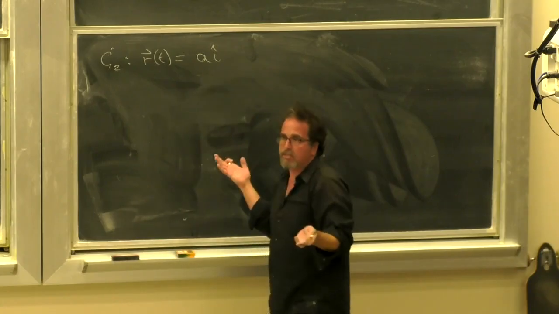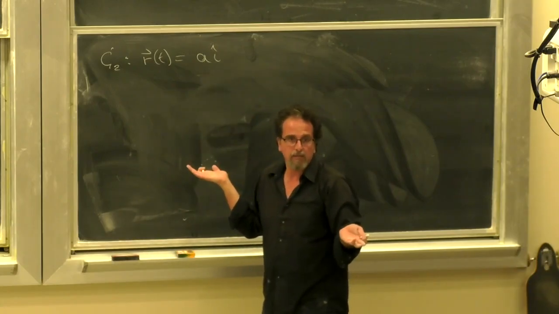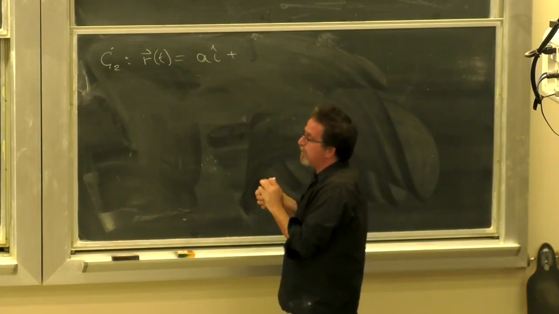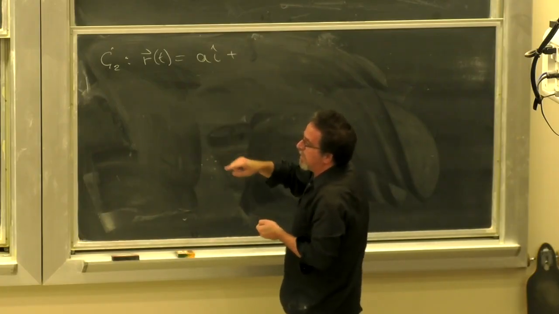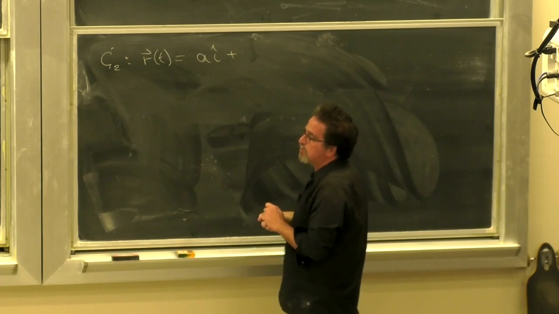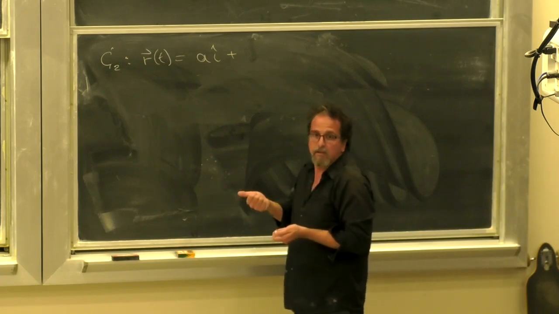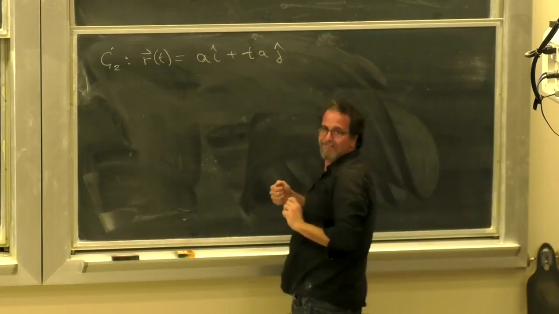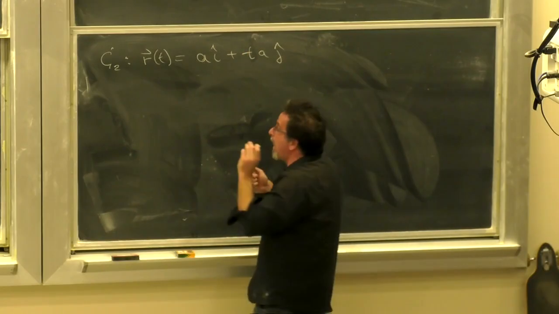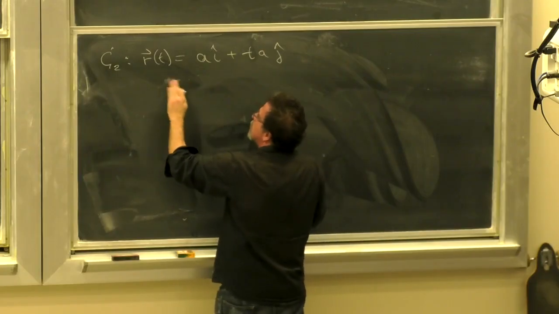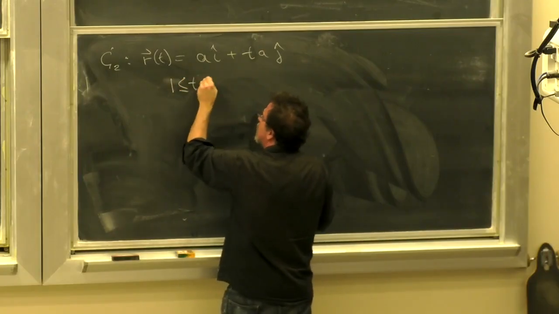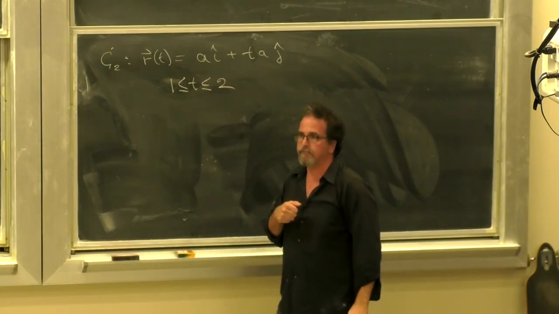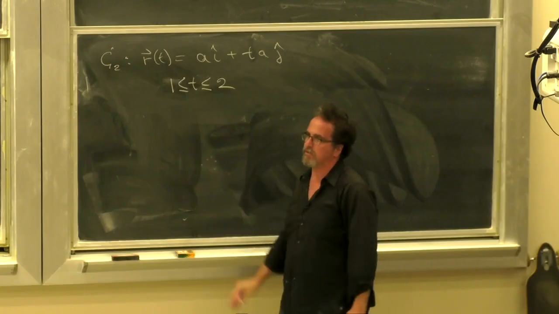The i hat component is not going to change. It's always going to be x equals a. The j hat component, at t equals 1, it better be at a. And at t equals 2, it better be at 2a. Oh, that's pretty easy. That's it. But you have to emphasize that 1 is less than or equal to t less than or equal to 2. Is that good? This is really easy. I just parameterized these two curves.